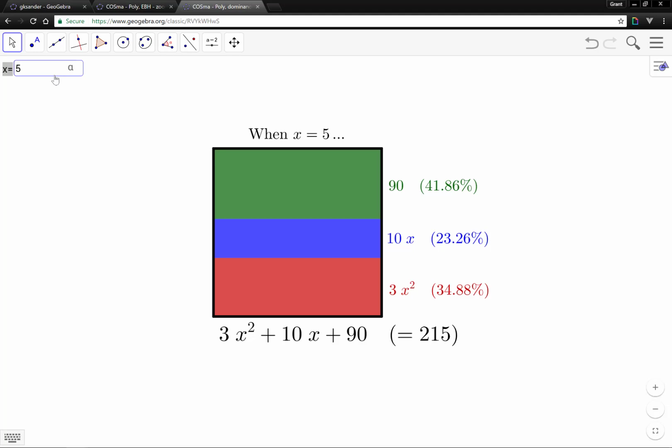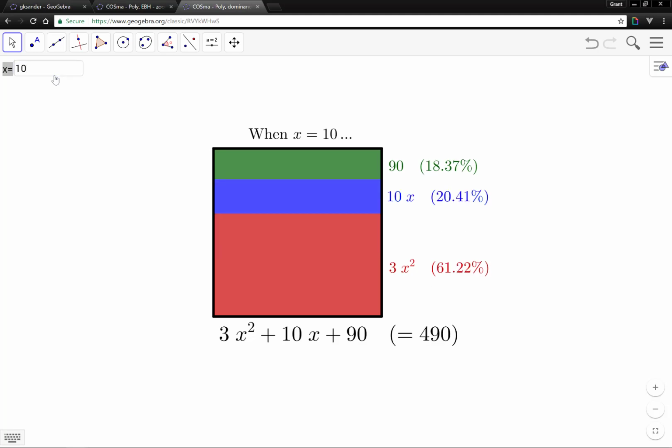But what happens when x equals 10? So let's let x equal 10. Now we see that 3x squared makes up the largest portion. 3x squared now makes up about 61% of the total value of 490.